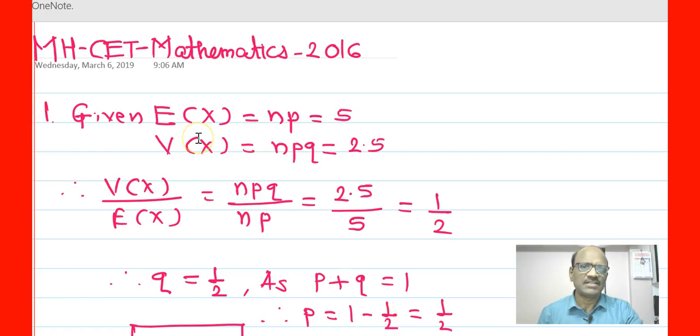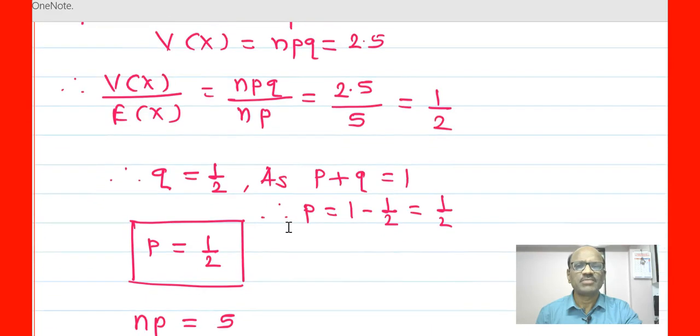We have given that E(x) is equal to 5. But what is the formula for the expected value? It's np, and the variance of x is equal to npq, that is equal to 2.5. Therefore, the variance of x upon E(x) is equal to npq upon np, and that is equal to 2.5 upon 5, which is 1 upon 2. Here np and np get cancelled, and you will get the value of q is equal to 1 upon 2. But p plus q is equal to 1. Therefore, p is equal to 1 upon 2.